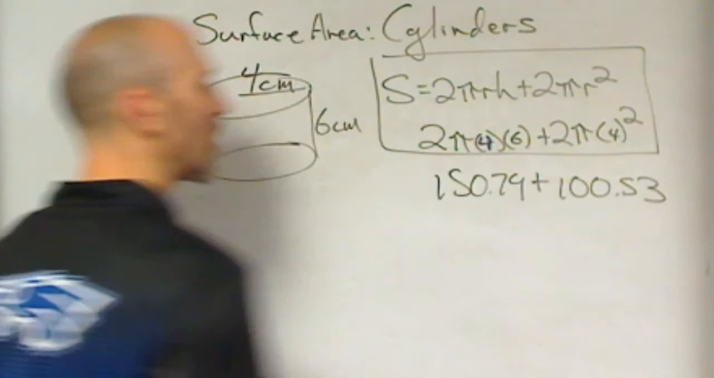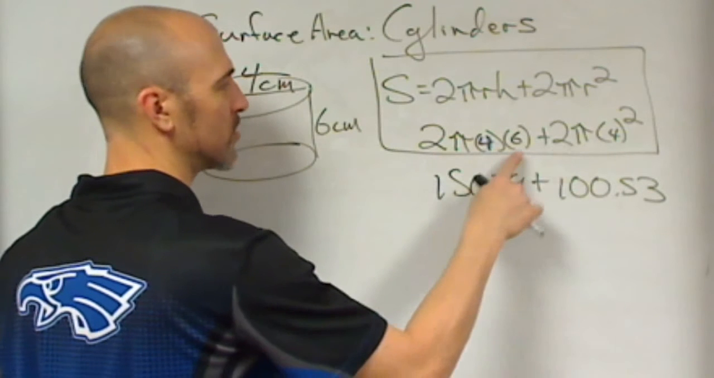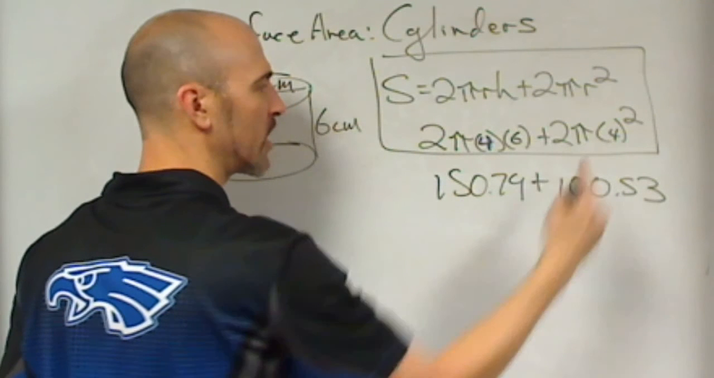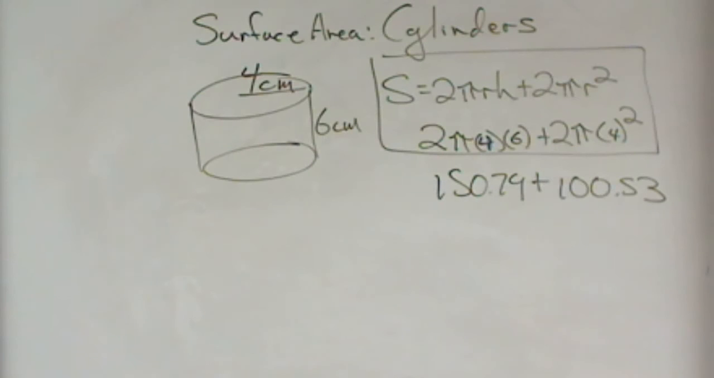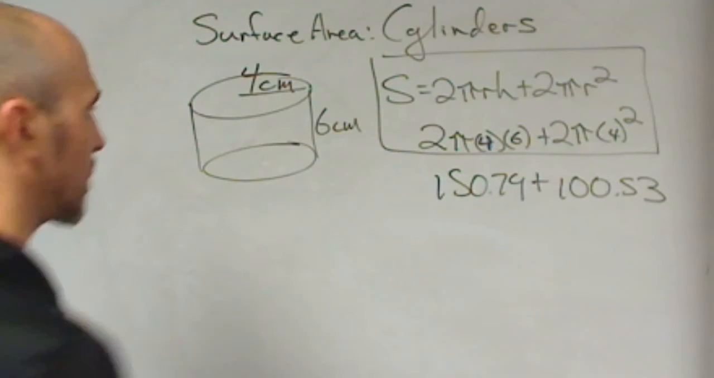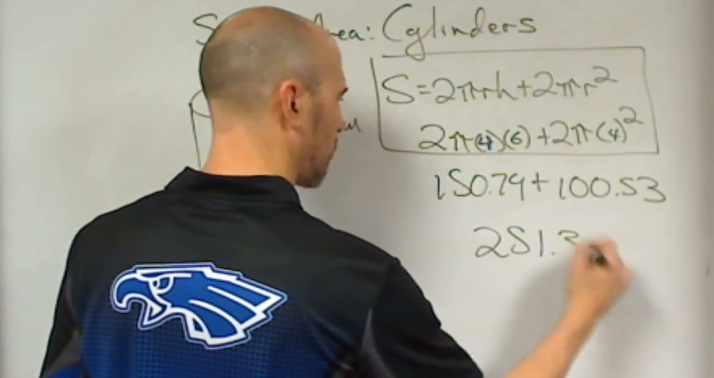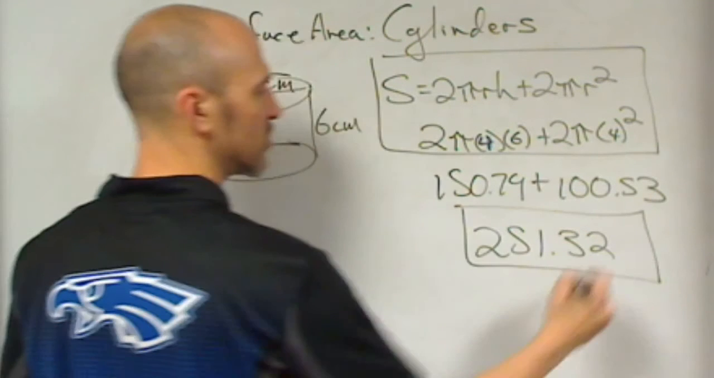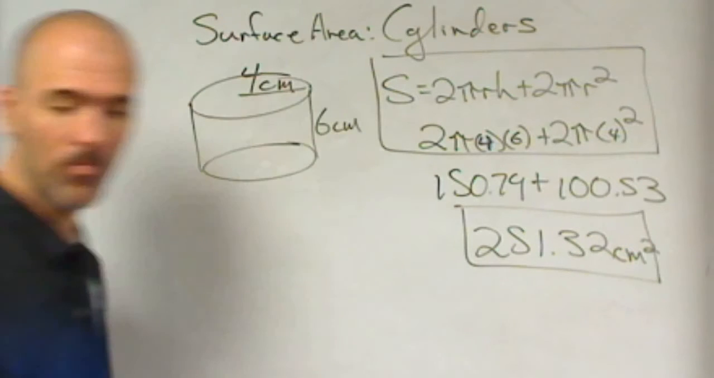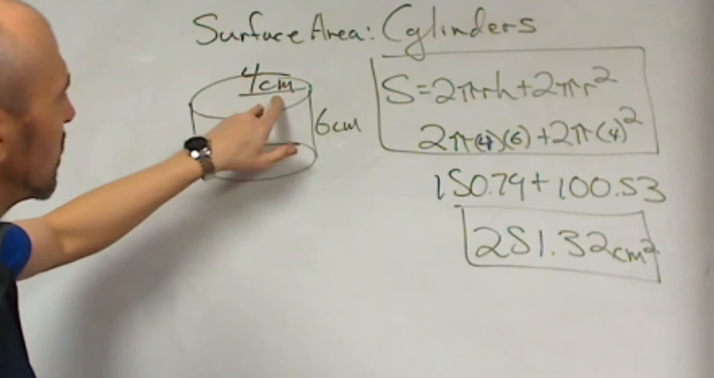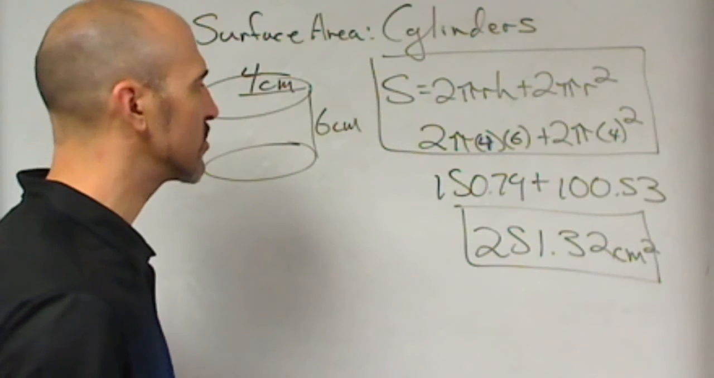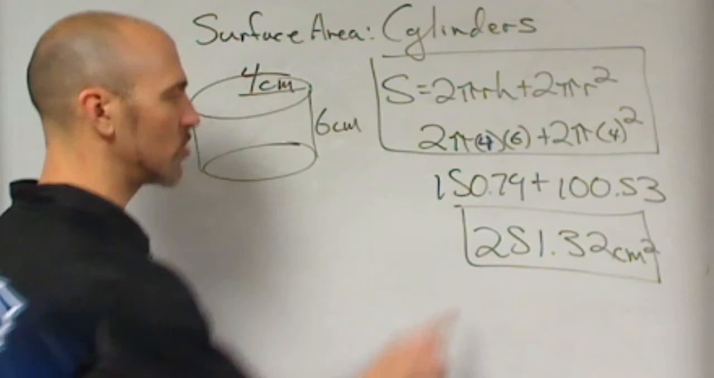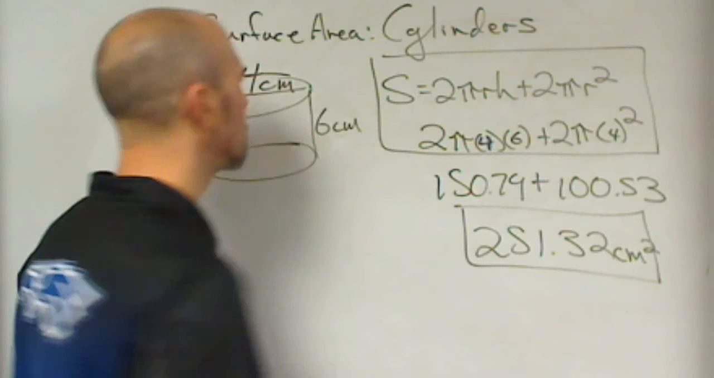Now, once again, what I recommend you do is put 2 times pi times 4 times 6 plus 2 times pi times 4 to the second power, hit enter, and you would get your final answer, which is about 251.32. So this right here is your total surface area. If you have a cylinder that has a height of 6 and a radius of 4, your total surface area, in other words, how much paint or whatever you're going to cover the outside of that cylinder with, would take 251.32 centimeters squared to cover it.